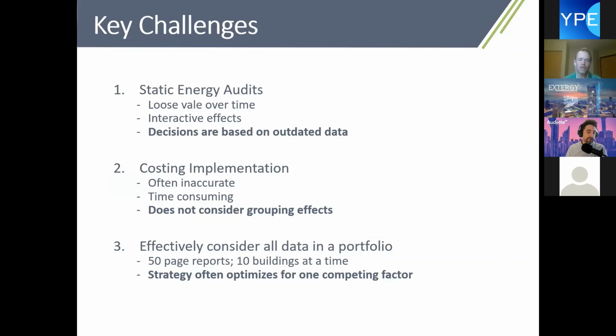So basically, we ran into these 3 key problems while we were doing energy audits. First, all energy audits to date, technically, when you make a PDF, they're static, right? They lose value over time. They become less and less accurate over time. You can account for interactive effects for day 1, but you can't account for them over a certain period of time, obviously, because as time goes on, your PDF isn't updating. And then obviously decisions have to be made based on outdated data.